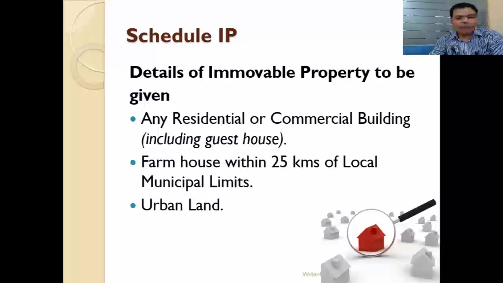We have a schedule IP, which is details of immovable property. Let's see which properties have to be given. Any residential or commercial property, including guest house, any farmhouse within 25 kilometers of local municipal limits, any urban land. Please see the relevant subsection of section 2 for the meaning of urban land, which was changed last year.